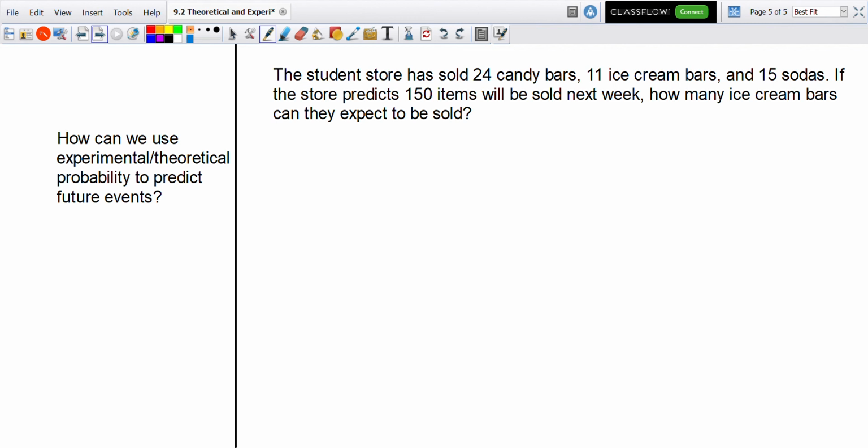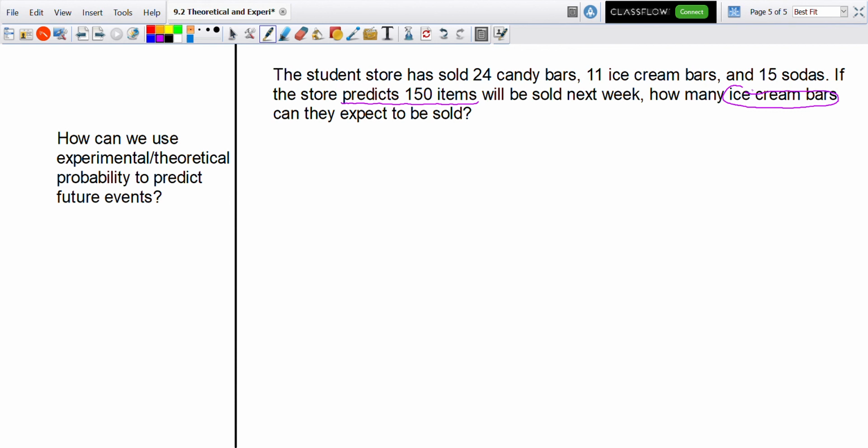So let's consider the student store. Let's say the student store sold 24 candy bars, 11 ice cream, and 15 sodas. Okay. Next week, they predict that the store will sell 150 total items. How many of those can we expect to be ice cream bars? So based on what actually already happened, right, previously, I'm going to use that to predict how many ice cream bars will sell in the future.